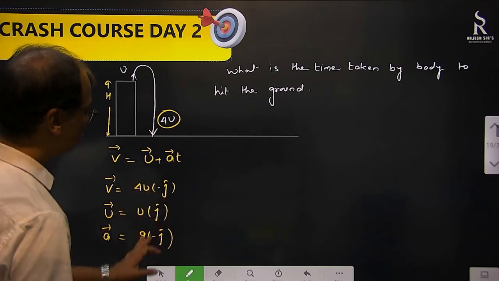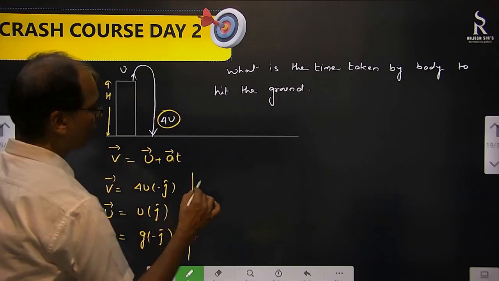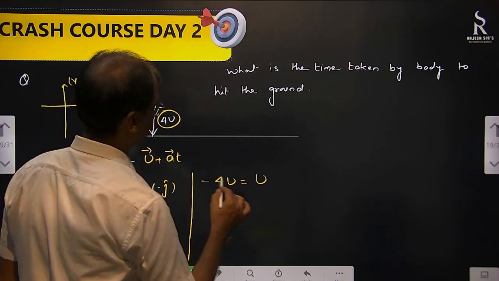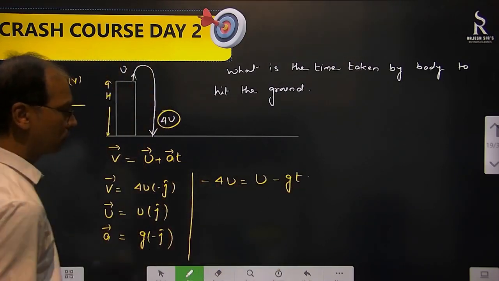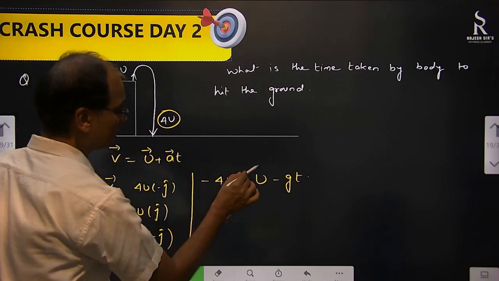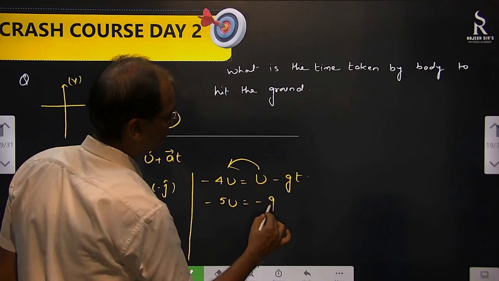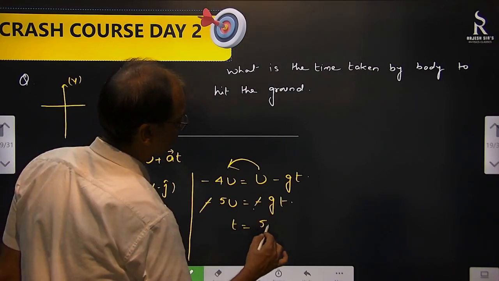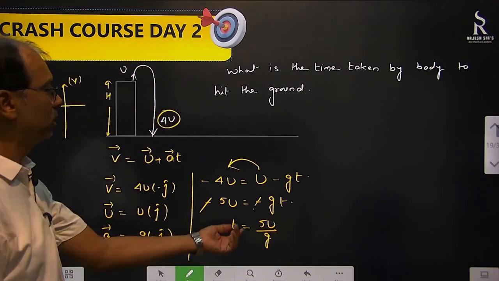Now this j and all that I am not going to write. I will write directly over here. V I will write minus 4u. U is u. And acceleration I will write minus g. Now what is going to happen? This will come here. It's minus 5u equals minus gt. So t equal to 5u by g. How much time did it take? 5u by g. That's all. It's over.